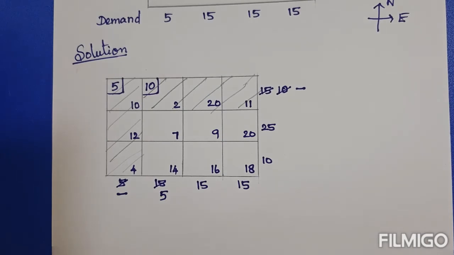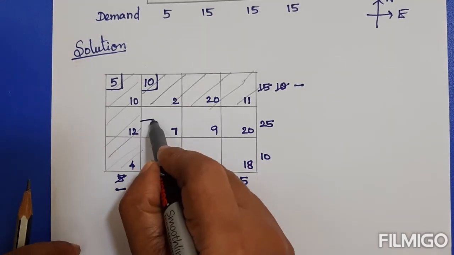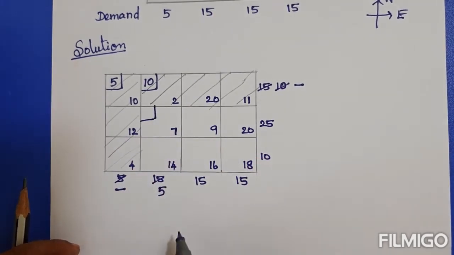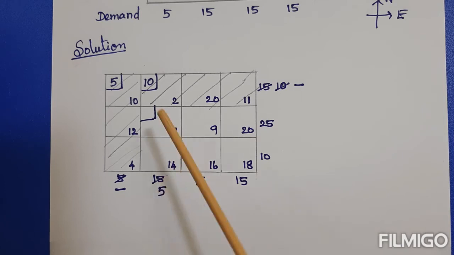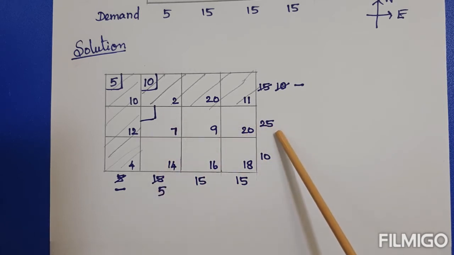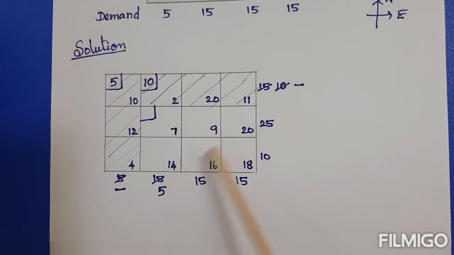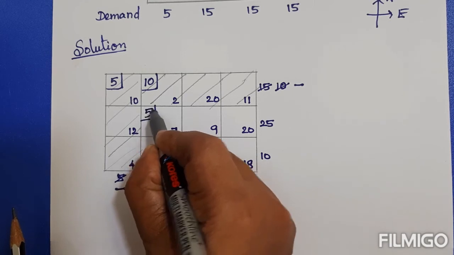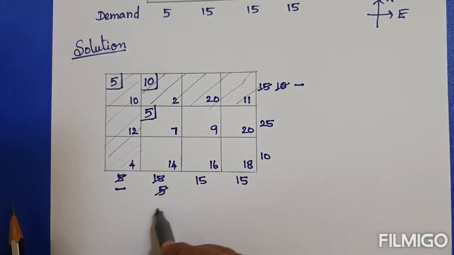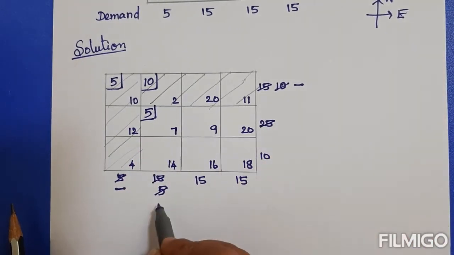Now we have to find out the northwest corner cell among the remaining cells once again. So this is the northwest corner cell. Here 5, here 25. The demand for this cell is 5. The supply for this cell is 25. The minimum among 5 and 25 is 5. So I put 5 here and cross out this and cross out this.